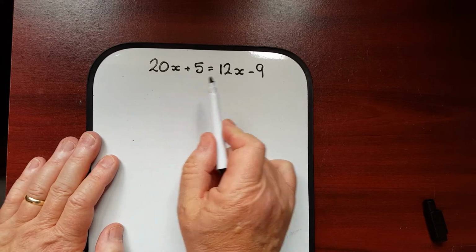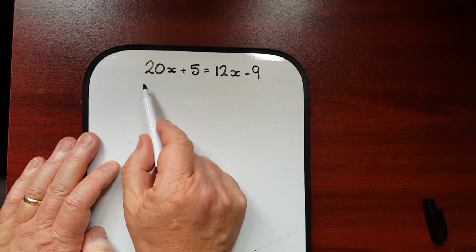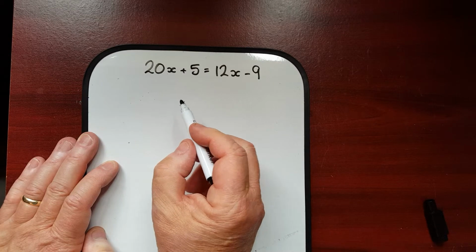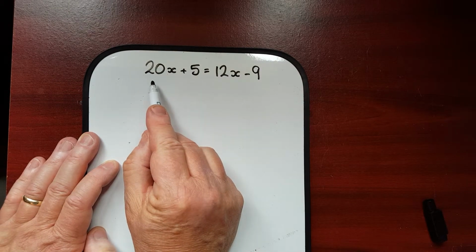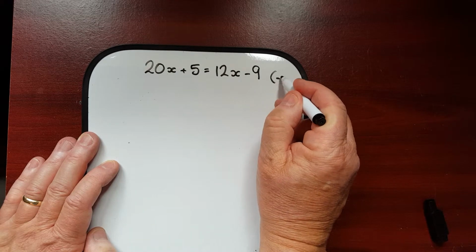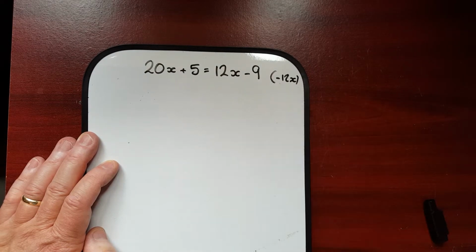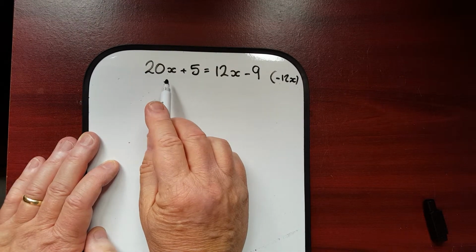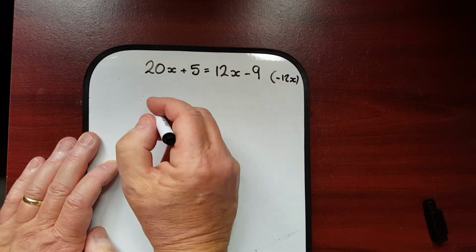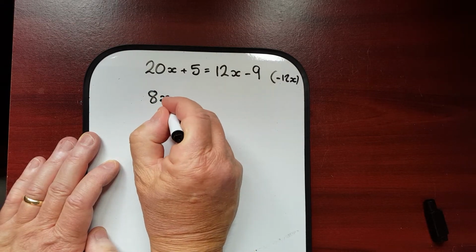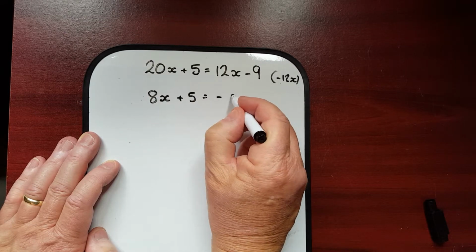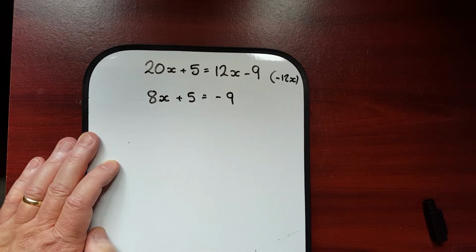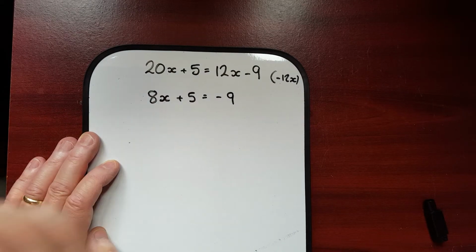20x plus 5 equals 12x minus 9. We want the x's on the first side, and in order to get that 12x to come over onto this side, it needs to become minus 12x. 20x minus 12x is 8x. Leave the rest of it the same. 8x plus 5 equals minus 9. The x's are dealt with.